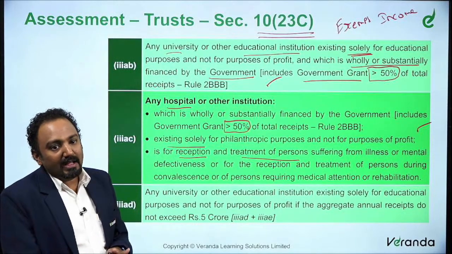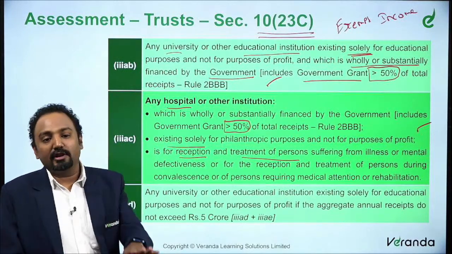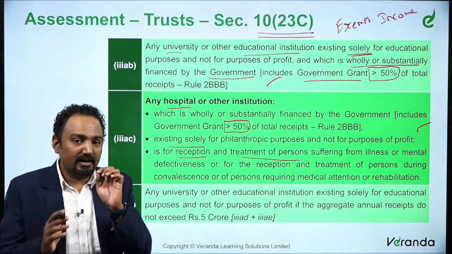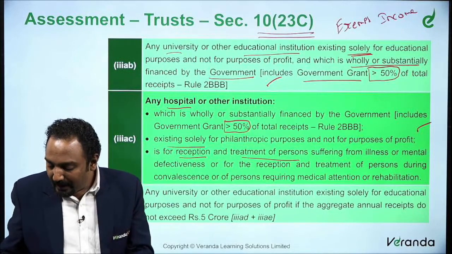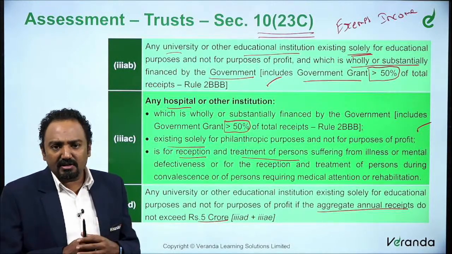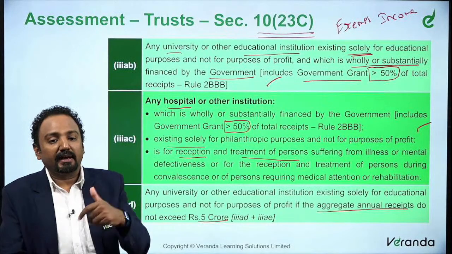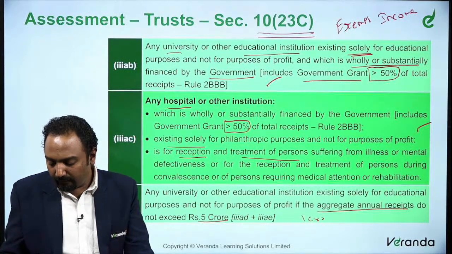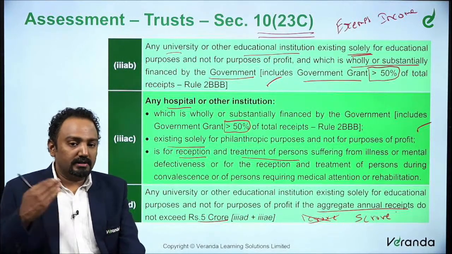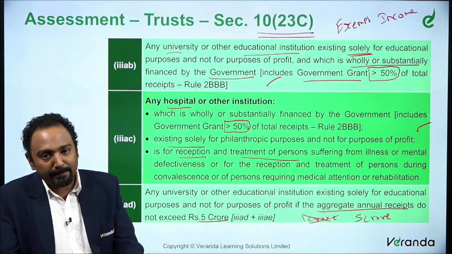The next is 3AD. 3AD talks about, again, a university or educational institution existing solely for educational purpose, but here it is not about a government organization that is wholly or substantially supported by the government. It is about the aggregate annual receipts not exceeding 5 crore. When you say aggregate annual receipts do not exceed 5 crores, the total gross receipts of such an institution cannot exceed 5 crore. Earlier this was 1 crore. Now this 1 crore is increased to 5 crore. So there is an amendment to this, and what is currently applicable is 5 crore. So this is what is called an eligible institution under subclause 3AD.